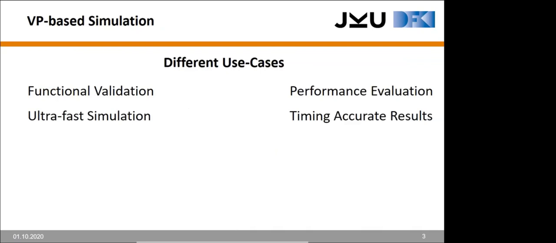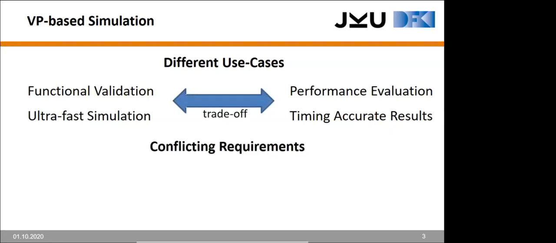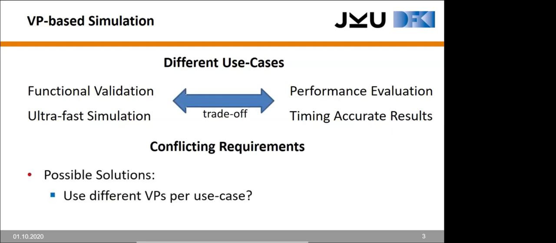For functional validation, a very high simulation performance is a key requirement to boost the overall validation process. For performance evaluations, on the other hand, a simulation with timing-accurate results is mandatory. These requirements are actually conflicting with each other, and thus there is a trade-off. A possible solution is to create different VP platforms for these use cases. However, this becomes quickly inefficient as only parts of the software may need to be analyzed with accurate results.